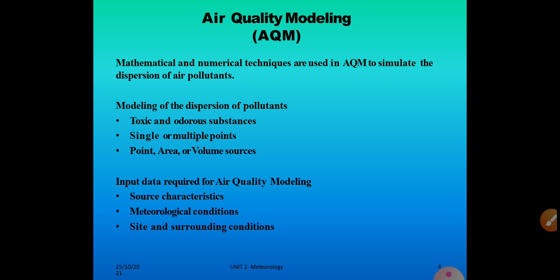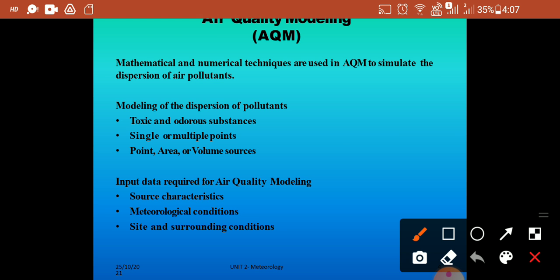Next one is air quality modeling. Mathematical and numerical techniques are used in AQM to simulate the dispersion of air pollutants. The first classification is modeling of the dispersion of the pollutants. First point, toxic and odorous substances. Second point, single or multiple points. Third point, point, area or volume sources.